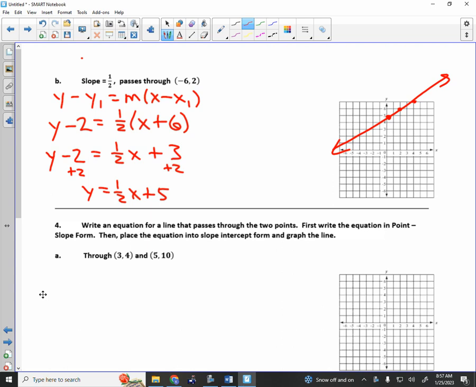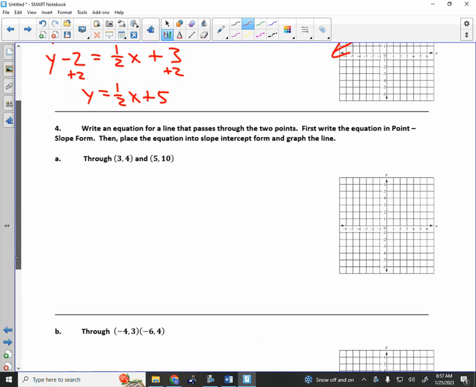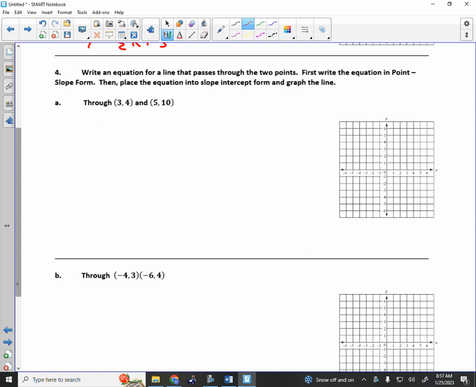There you got it. Not too bad, right? So we extend one step further. What is different about this situation? It goes through 2 points. It doesn't tell you the slope. We have a formula for slope, which I will give to you on the test as well.